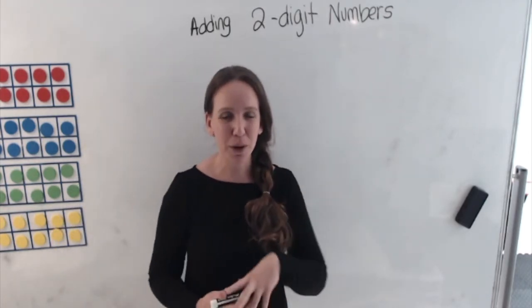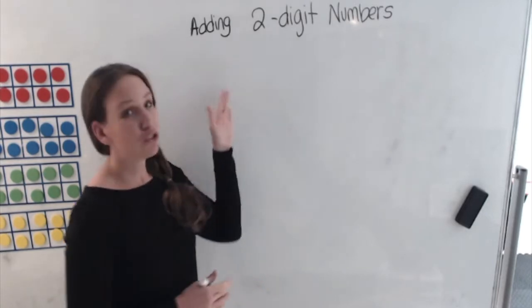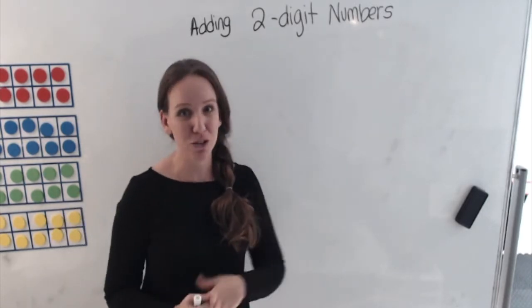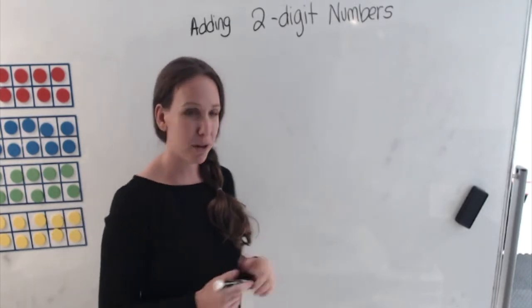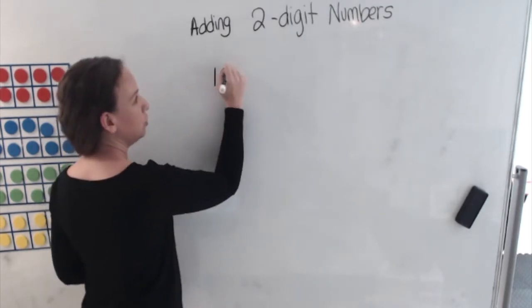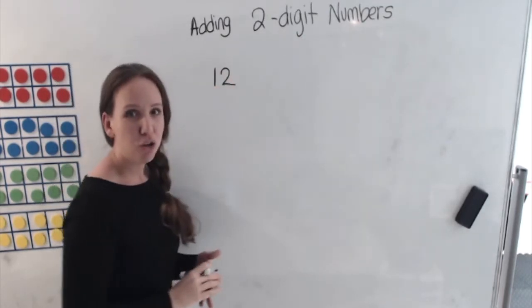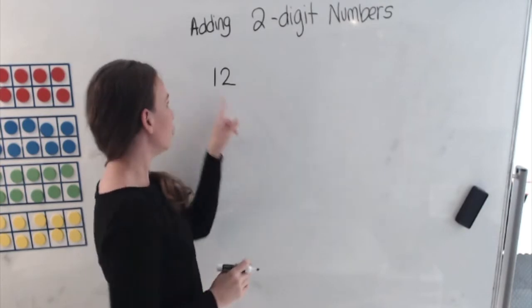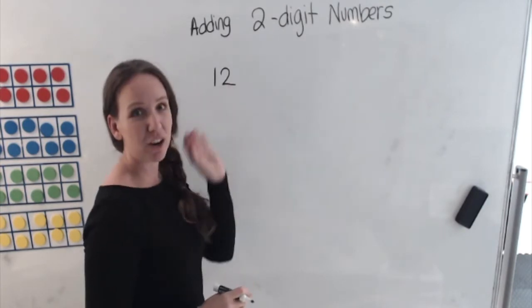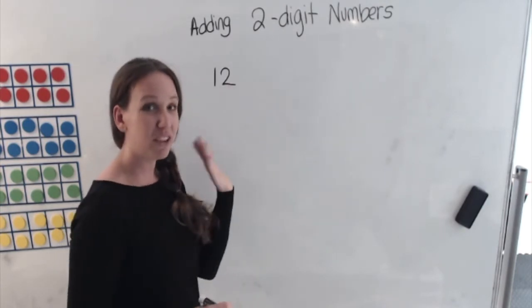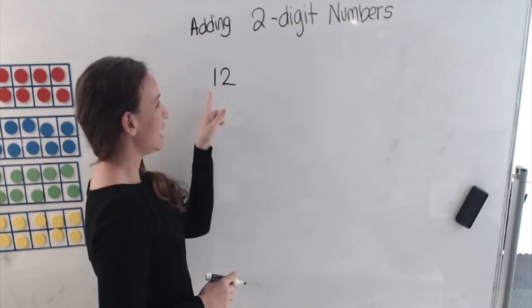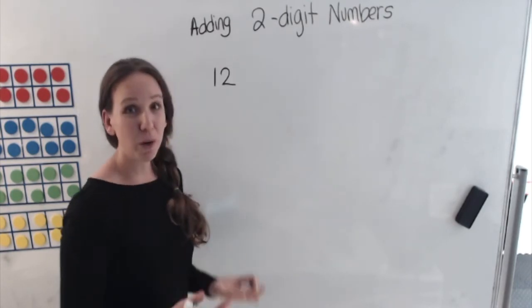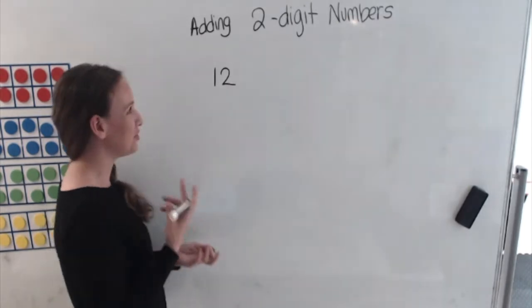So today we're gonna work on adding two-digit numbers. In case you don't know what a two-digit number is, it is a number that has two different numbers inside. So we call it a digit. So let's say the number 1 and the number 2, they are each individual digits. They're digits by themselves. So this is a two-digit number. So we're going to add two different two-digit numbers.